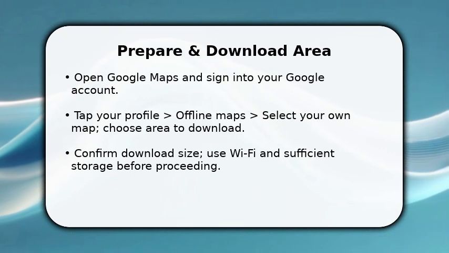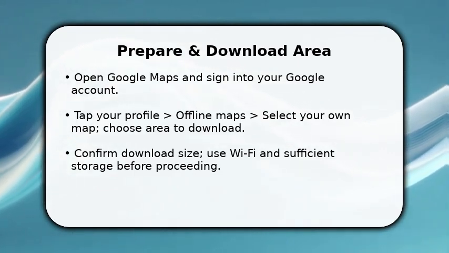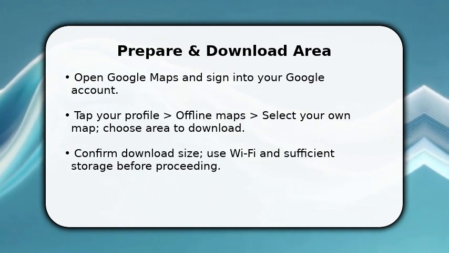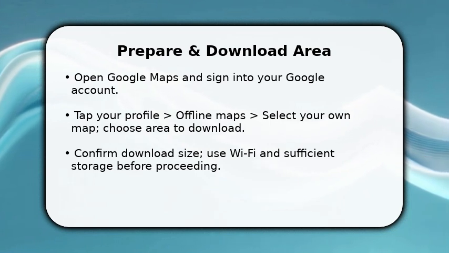You start by opening Google Maps and signing in so your downloads sync to your account. Once done, tap your profile icon, choose Offline Maps, then select your own map. Drag and zoom to capture the exact area you need.